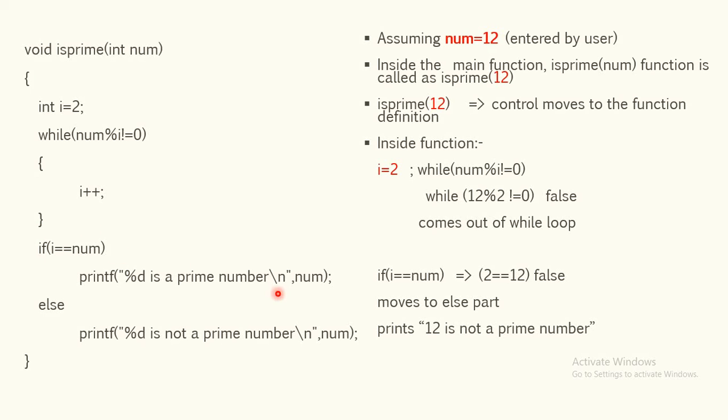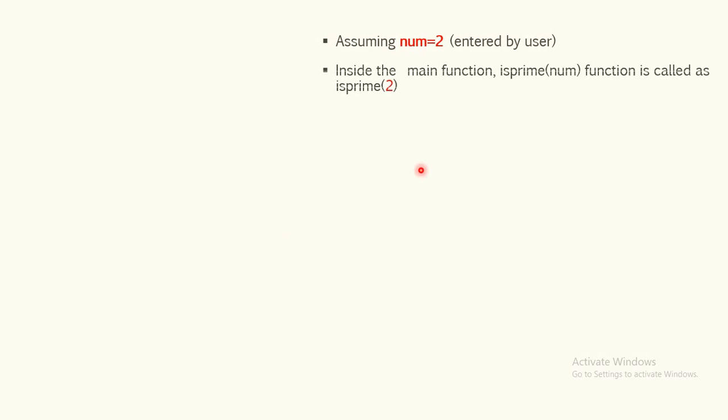And this is how the while loop is used to check whether there are any other factors for that number, and this if condition checks whether the factor whatever we obtain is the same number. If it is the same number, then we say that it is a prime. If not, we say that it is not a prime number. That is the logic we built here.